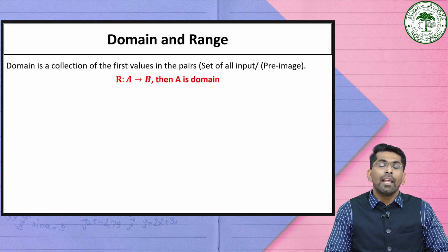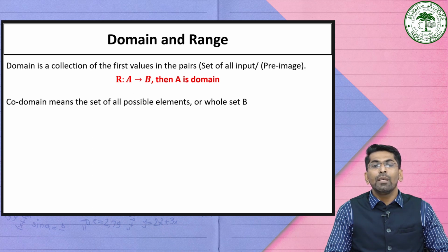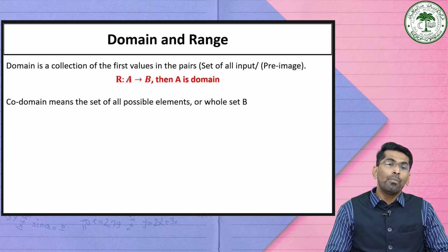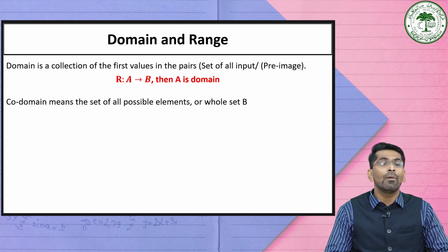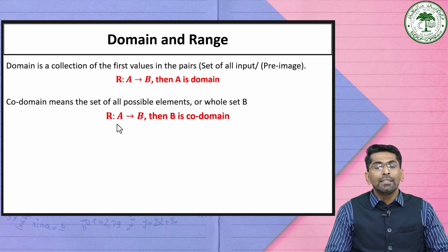Mathematically, we can write a relation R from A to B. Then what is the domain here? A will be the domain. Now, the codomain means the set of all possible elements, the whole set B, which is called the codomain of a particular relation R. If R is a relation from A to B, then the elements included in the set B are considered the codomain. So B is the codomain of the relation.